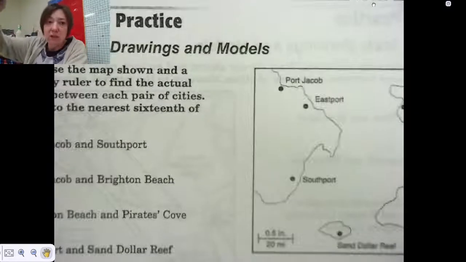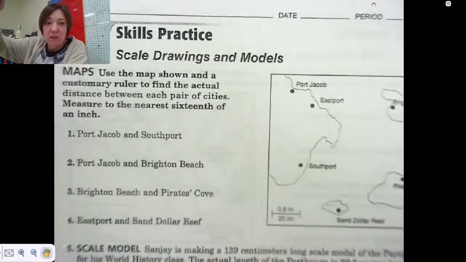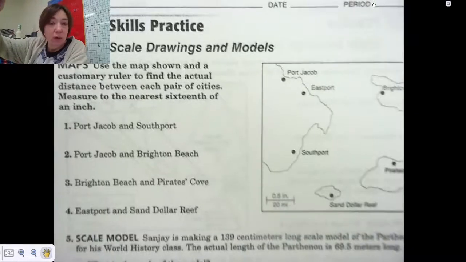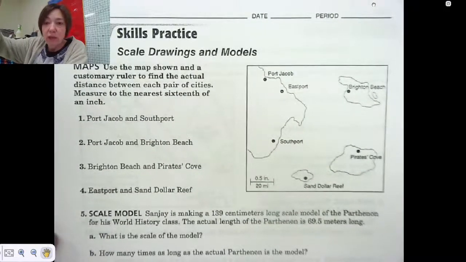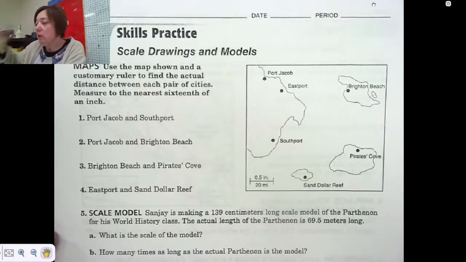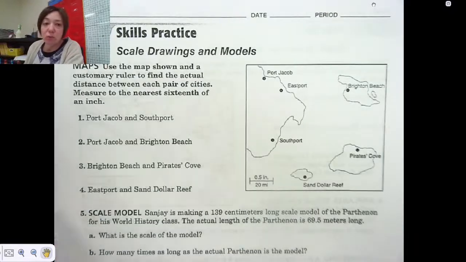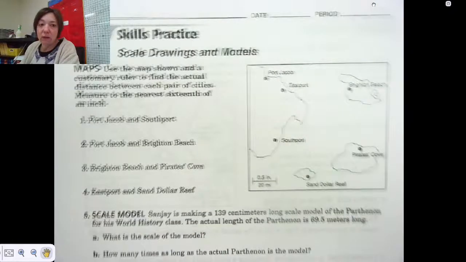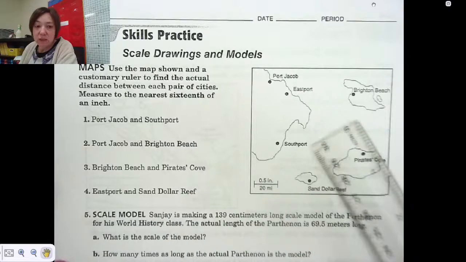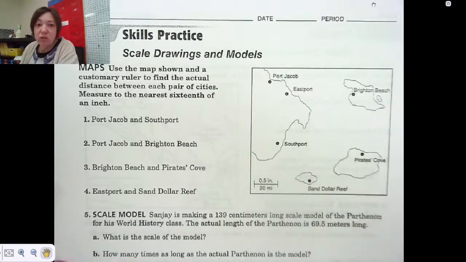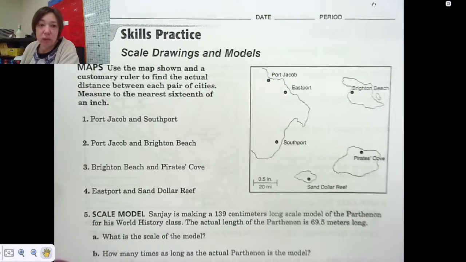We're working on 7-7. 7-7 is scale drawings and models. Okay, so you need a ruler, and I told you needed a ruler. You should have your protractor that has a ruler on it. You can use that, or just find any ruler. Okay, so the first four go along with this diagram over here. And it says, use the map shown and a customary ruler to find the actual distances between each pair of cities, measured to the nearest 16th.